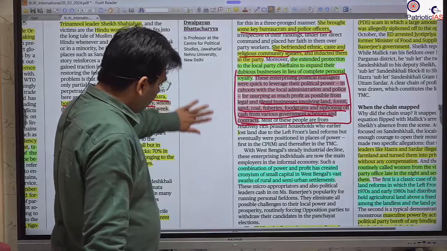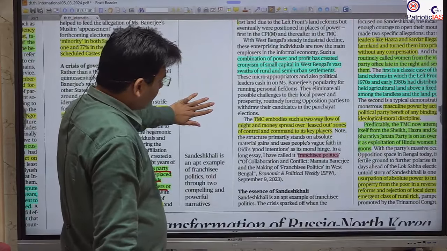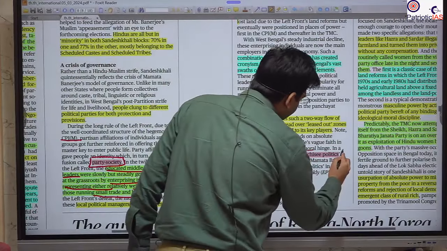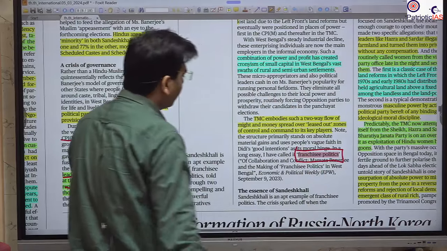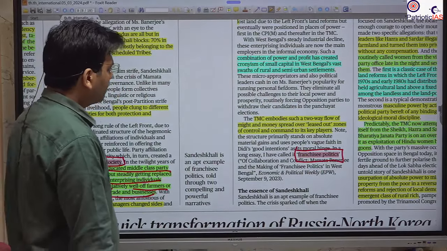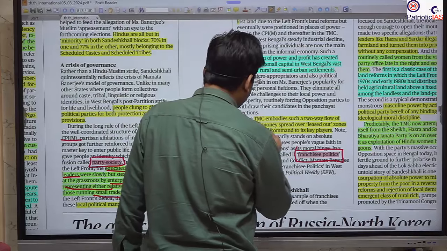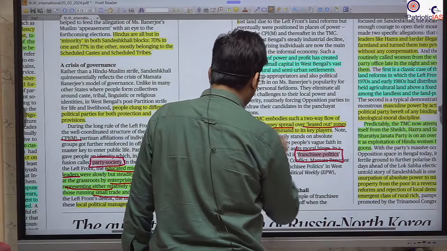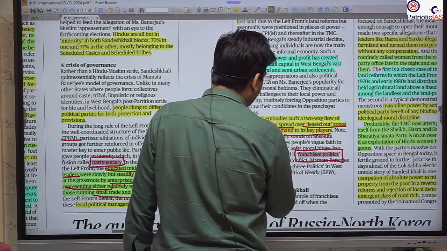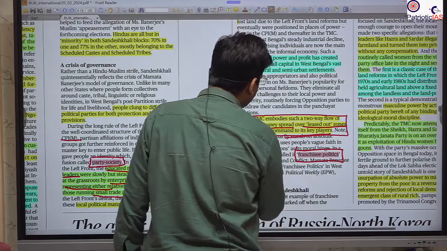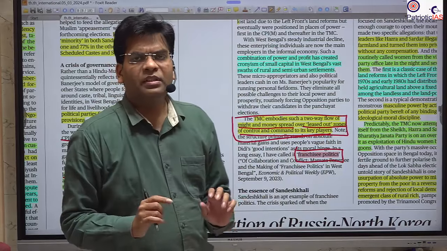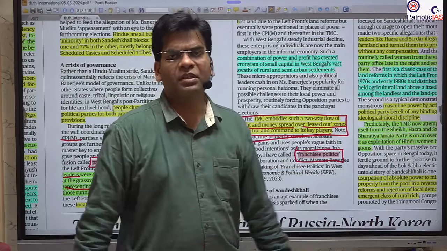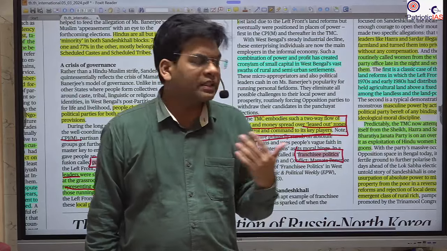Okay. So here she has mentioned that this is the franchisee politics that developed in West Bengal. Such two flows of might and money spread over the leased-out zones and control commands to its key players. So here the TMC wanted the power and these loyalists wanted the increase in wealth.